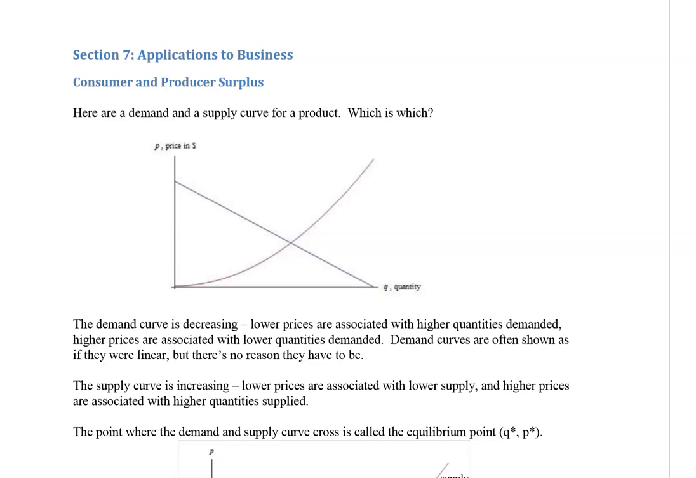Section 7 will be the last section we have for this chapter, and we're going to look at the applications to business because this is business calculus. So first, let's look at consumer and producer surplus.